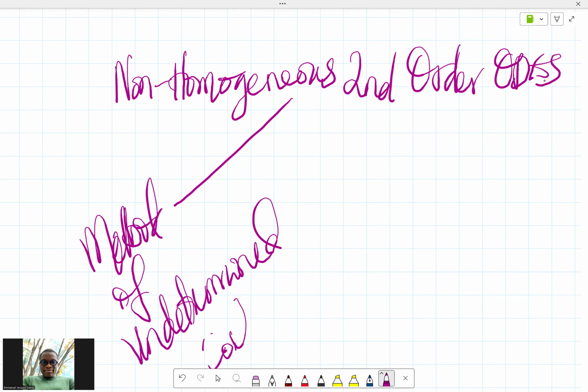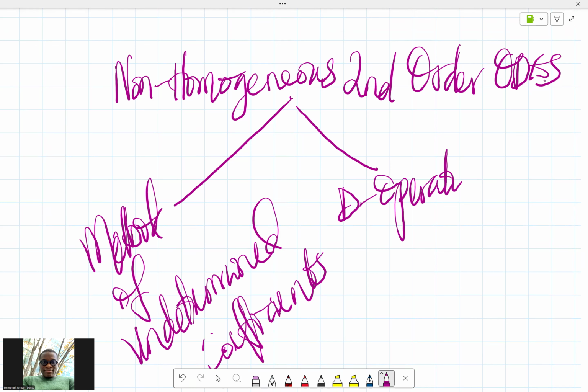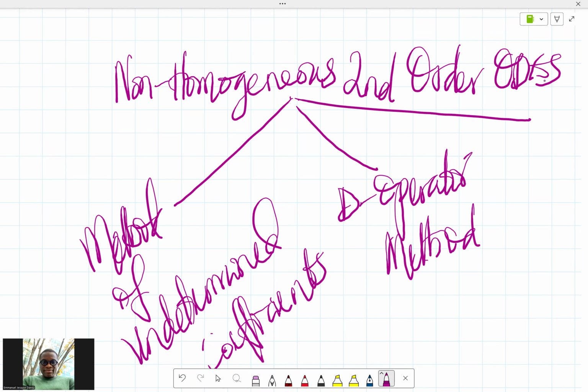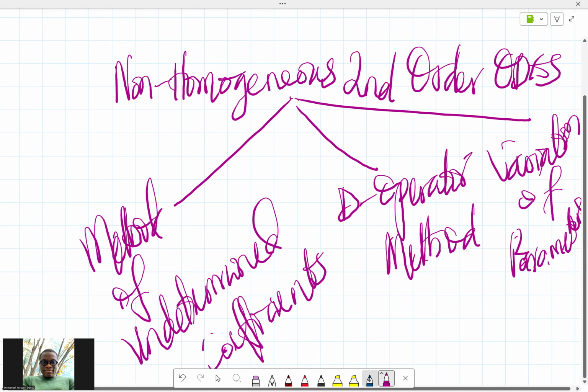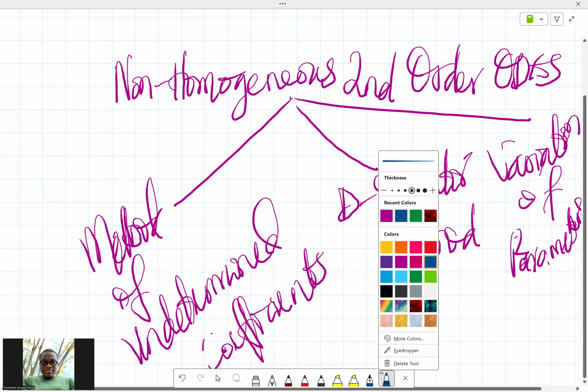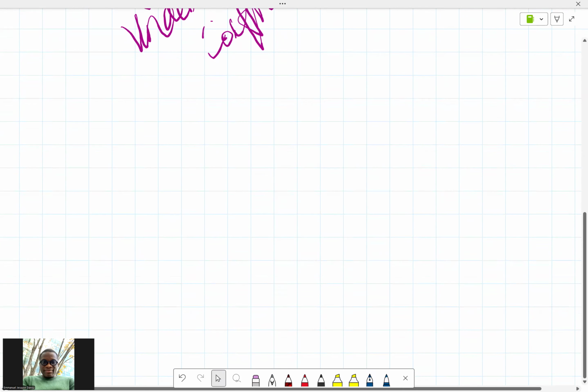Then after that, I'll be looking at the operator method. And lastly, we'll be considering the method of variation of parameters. All right, so let's go for the first one: the method of undetermined coefficients for solving non-homogeneous second order differential equations.